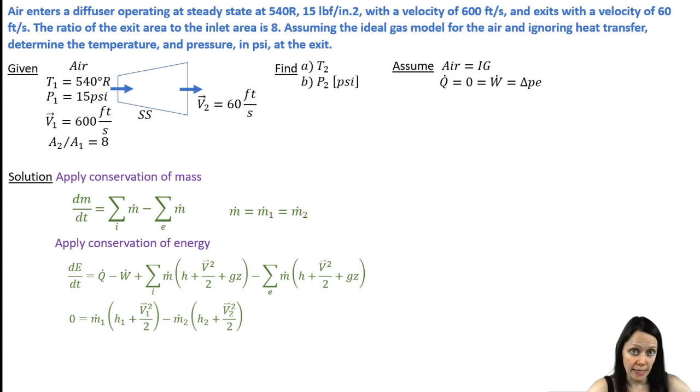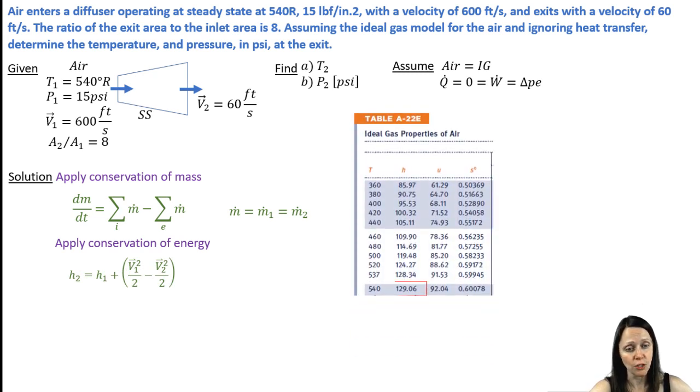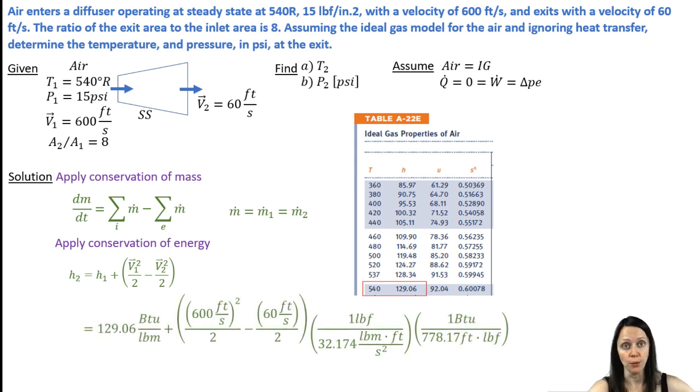And my conservation of mass tells me that m dot 1 and m dot 2 are equal to one another, so they divide out. And now this is all I'm left with. And what I'm going to do is solve for h2 because that's going to help me find what T2 is. And so I need to look up what h1 is. So I look at my ideal air tables at T1, pull out that h1 value and just plug and chug.